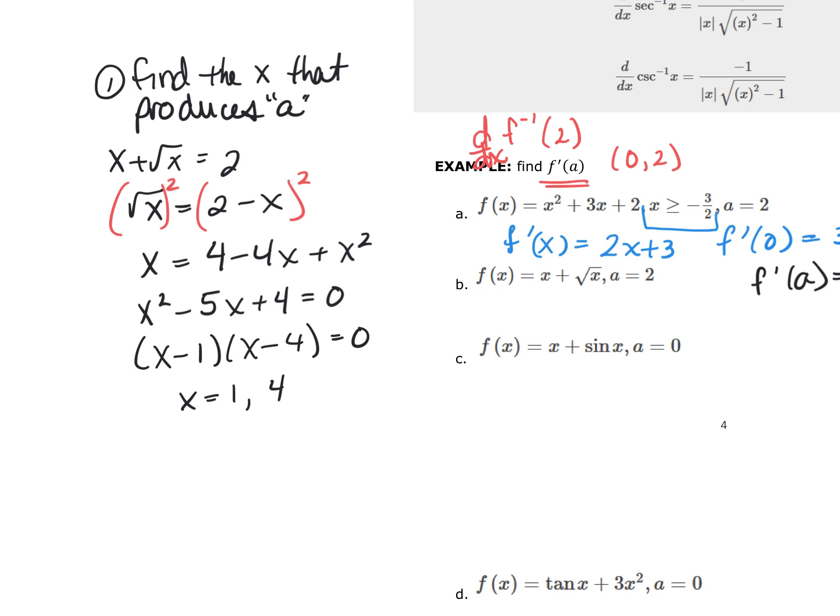So I have to check to see which one of these is going to produce 2. So I'm going to check these now.